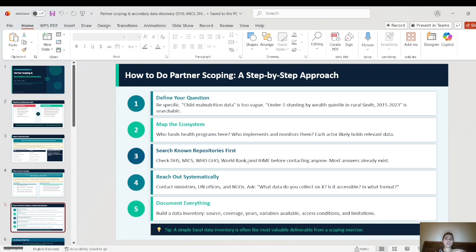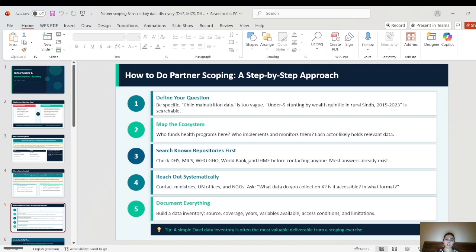Okay, so who is doing everything here? This is mapping your ecosystem. Then you search known repositories first. You check your DHS, MICS, WHO GHO, your World Bank, and everything else that could possibly give you the answers you need for your question.